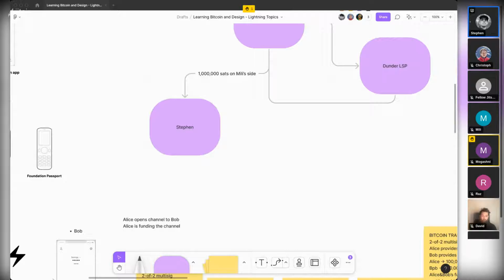The reason I sound distracted is because I'm actually scrubbing through the pages of Mastering Lightning, because there are some diagrams in some of the later chapters that I think explain it really well. I'm just going to copy that to my clipboard, and paste it here into the FigJam.